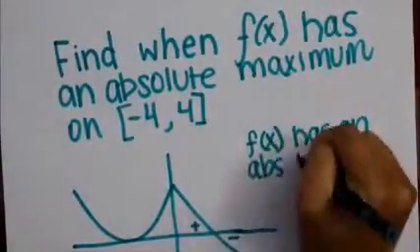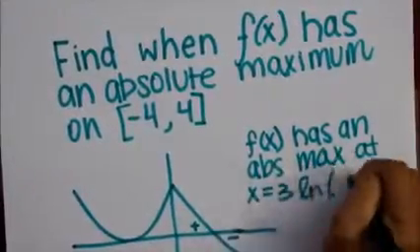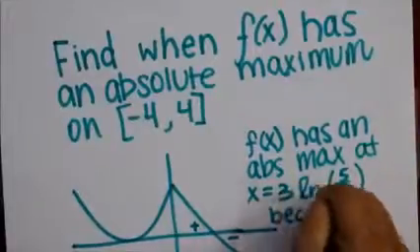And because the function f prime of x crosses the axis and changes from positive to negative, that's how we know that that's where the maximum occurs.